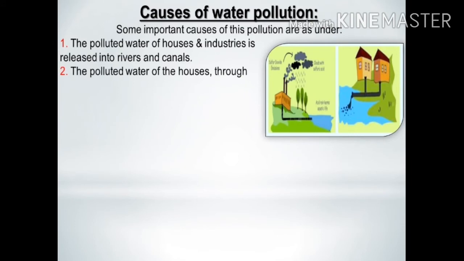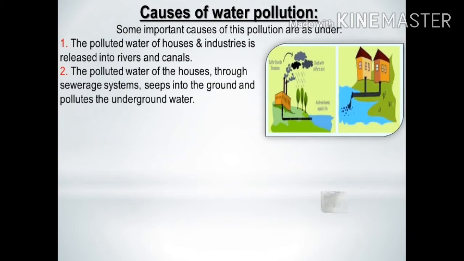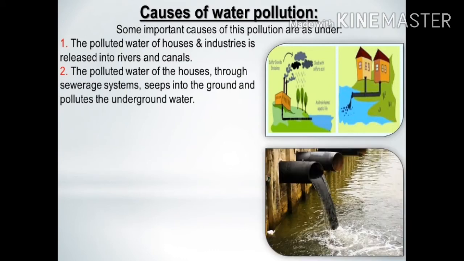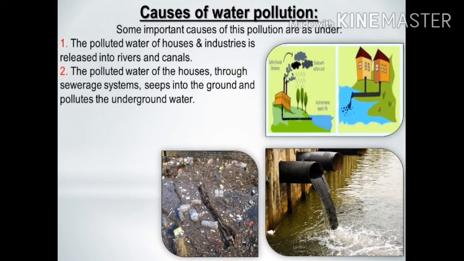Number 2, the polluted water of the houses through the sewage system seeps into the ground and pollutes the underground water. As you can see, this picture shows how our sewage water is openly released into different areas. When this sewage water is released, it seeps into the ground and pollutes the underground water. We already saw in the previous slide that 22% of water is underground, but because of this sewage system, it gets polluted.